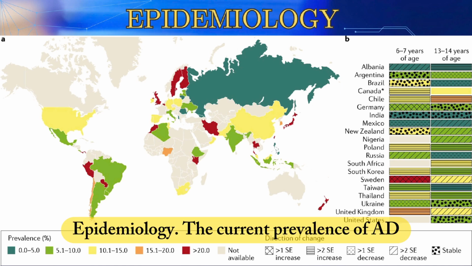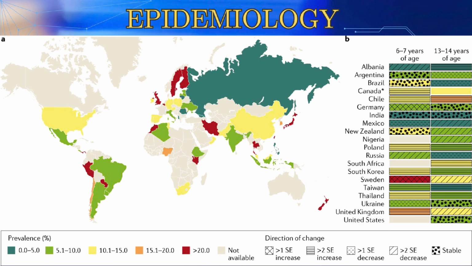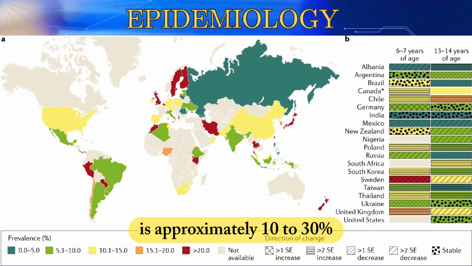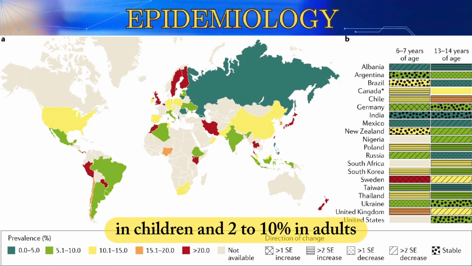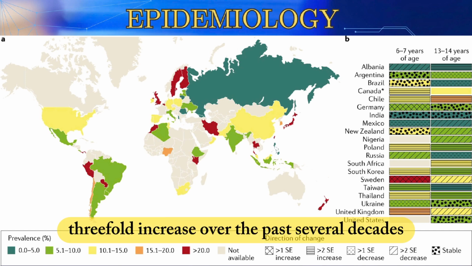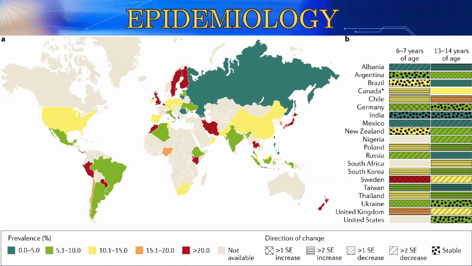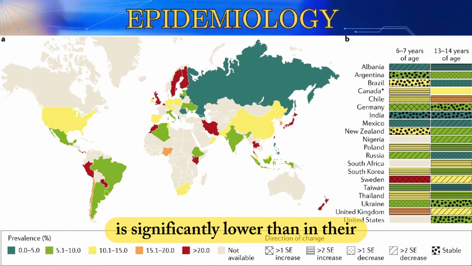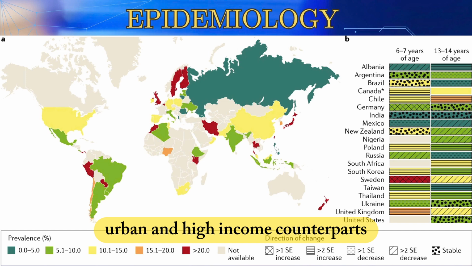Epidemiology: the current prevalence of AD in most high-income and some low-income countries is approximately 10 to 30% in children and 2 to 10% in adults. This represents a 2 to 3-fold increase over the past several decades. In general, the prevalence of AD in rural areas and some low-income countries is significantly lower than in their urban and high-income counterparts.